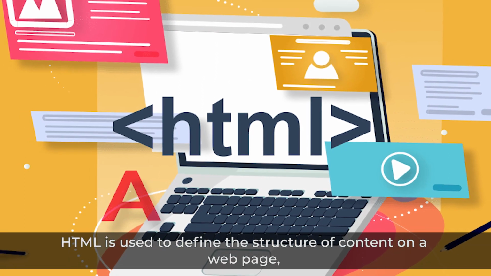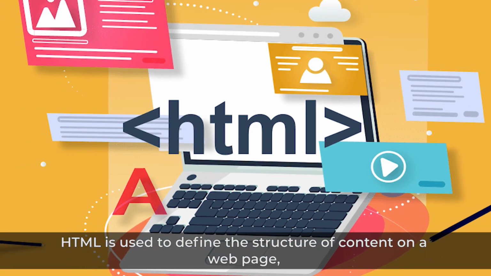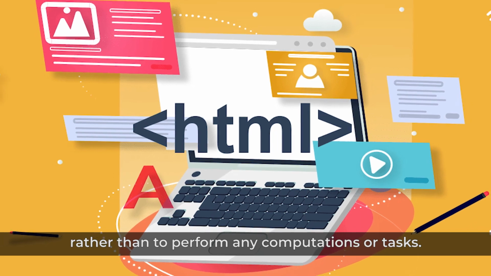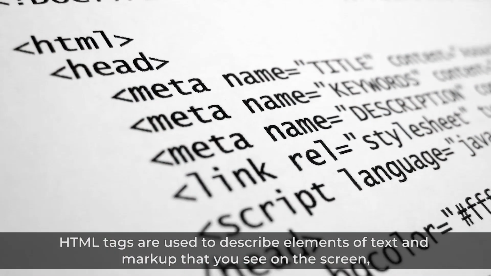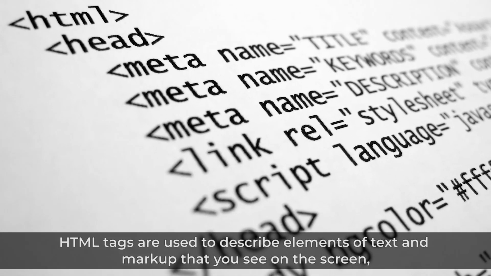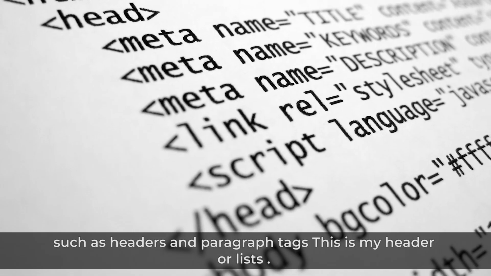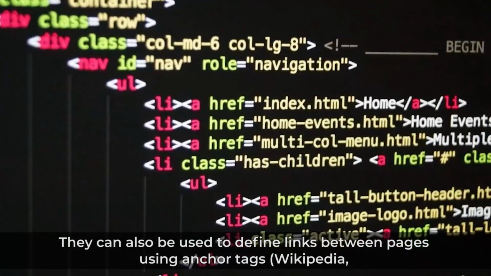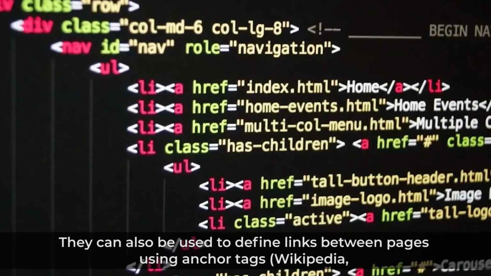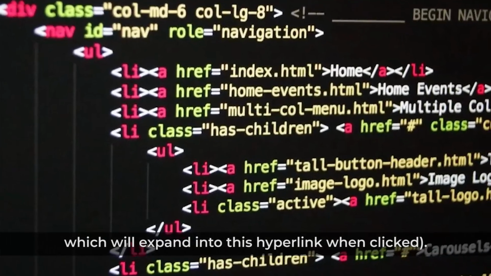HTML is used to define the structure of content on a web page, rather than to perform any computations or tasks. HTML tags are used to describe elements of text and markup that you see on the screen, such as headers and paragraph tags, or lists. They can also be used to define links between pages using anchor tags, which will expand into a hyperlink when clicked.